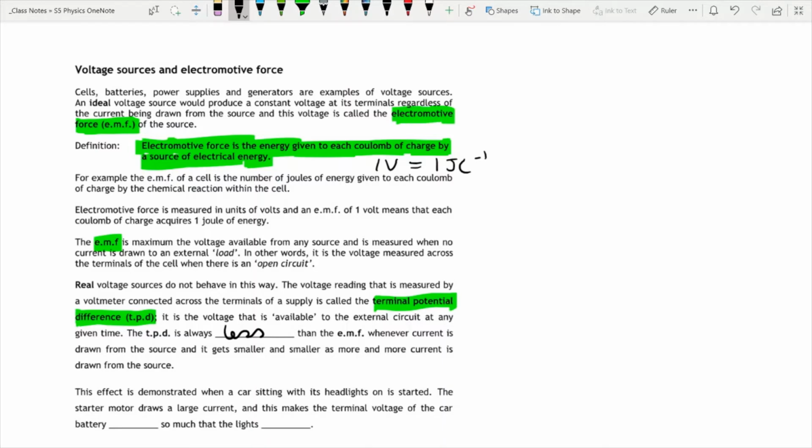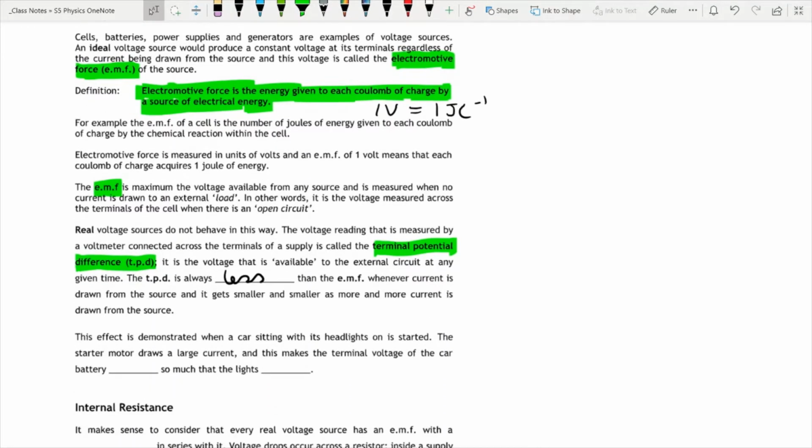So the terminal potential difference is always less than the EMF whenever current is drawn from the source, and it gets smaller and smaller as more and more current is drawn from the source. This effect is demonstrated when a car sitting with its headlights on is started. The starter motor draws a large current, and this makes the terminal voltage of the battery drop so much that the lights dim. If you've ever been in a car like that, when the headlights are on and the starter motor starts, the lights dip a little bit. That's because the terminal potential difference, the voltage available to the car itself, decreases.